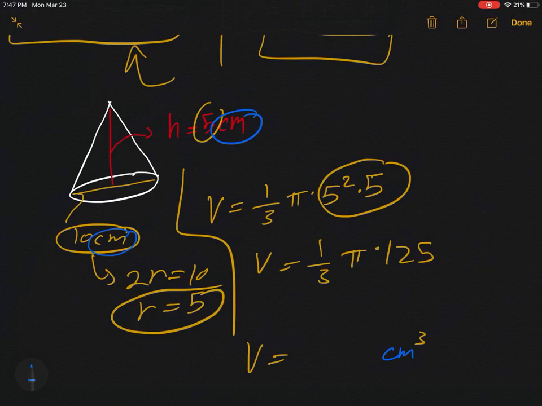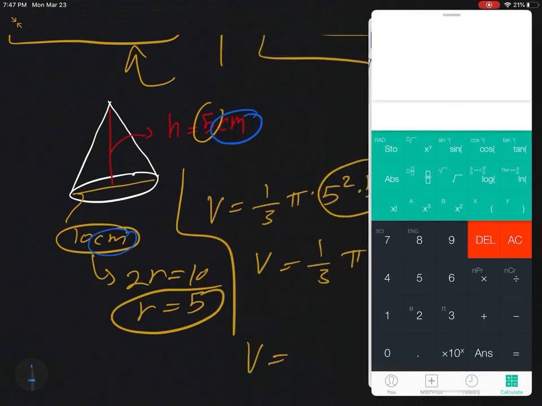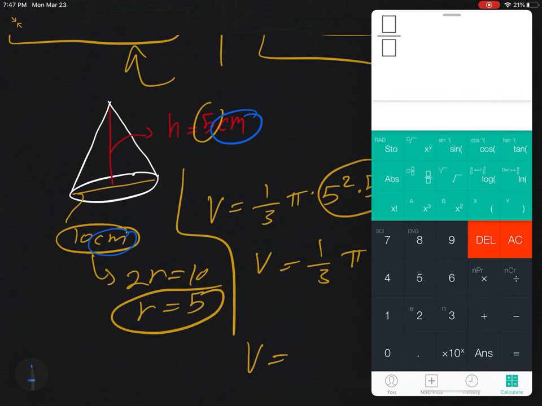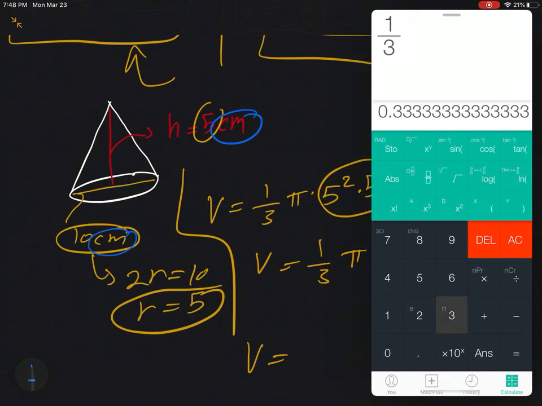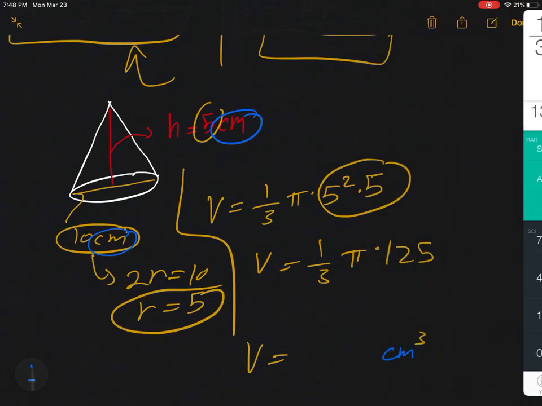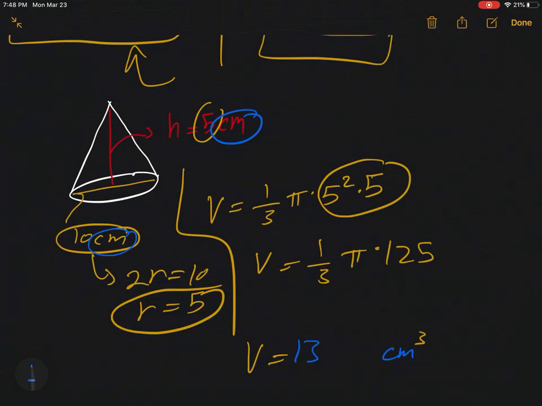Okay, what about the number itself? We just go to the calculator, just type, as you see, 1/3 times pi times 125, and it is 130.8099. Okay, 130.9 for one decimal place, centimeters cubed, and that's it.